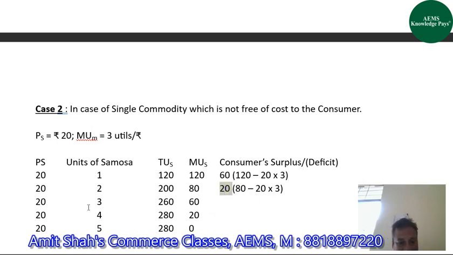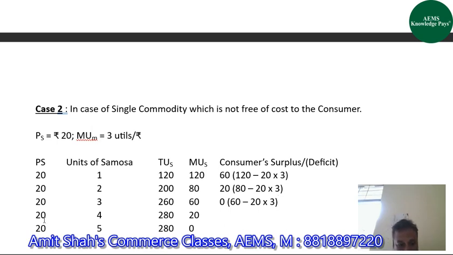Since he got surplus here, he went for the third samosa. Again, he spent 20 rupees from his pocket. So how much is he expecting again? 20 into 3, 60. And here he got exactly 60. It means here he neither has any surplus nor any deficit. Neither any surplus nor any deficit, right?